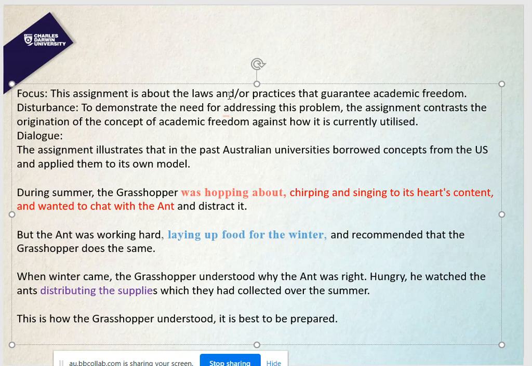The assignment could illustrate the changes that have occurred from Australian universities borrowing concepts from the US, and how that has differed but is still affected by changes that have started to occur in Western universities.